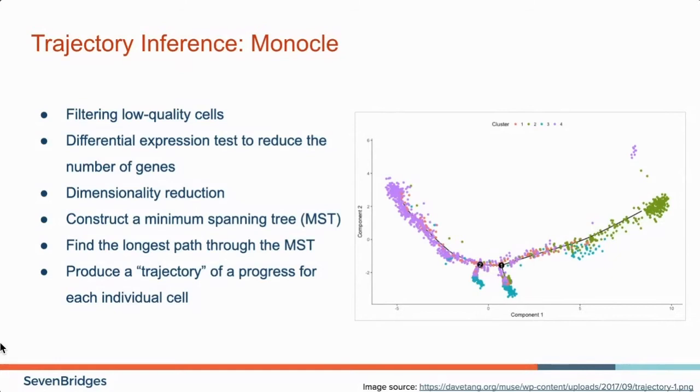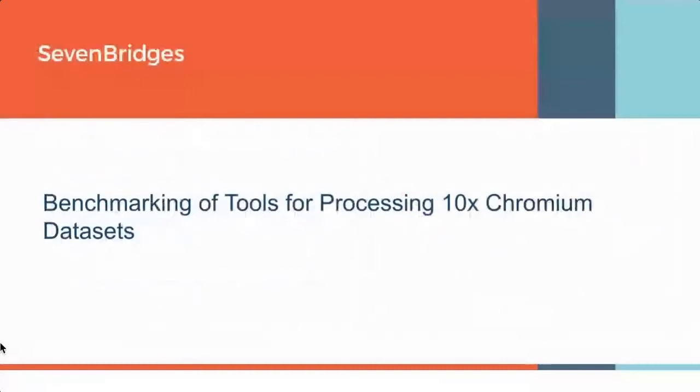In the next step, Monocle performs dimensionality reduction, followed by construction of minimum spanning tree. And in the final steps, Monocle algorithm finds the longest path through the minimum spanning tree, corresponding to the longest sequence of transcriptionally similar cells. We'll be talking about trajectory inference more in the final section of the presentation. Next slide, please.